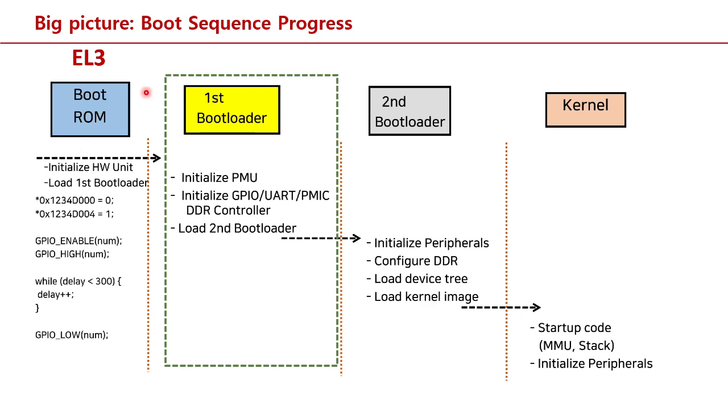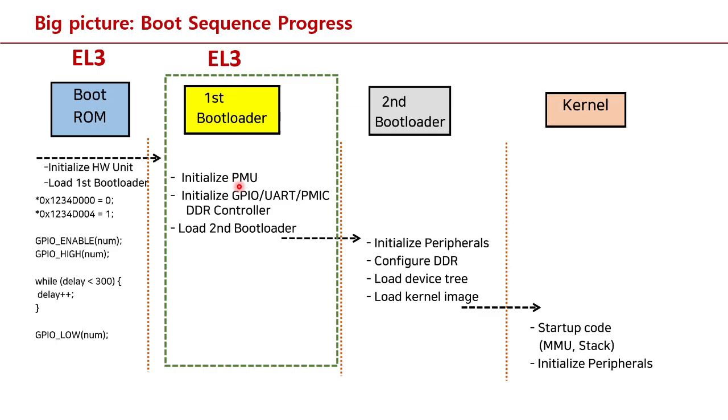Control is transferred from the boot ROM to the first programmable bootloader. At this moment, what is the exception level? The answer is exception level 3. Most of the first programmable bootloader is still running at exception level 3, because at this stage, more initialization of hardware units and software components should be performed at this level.